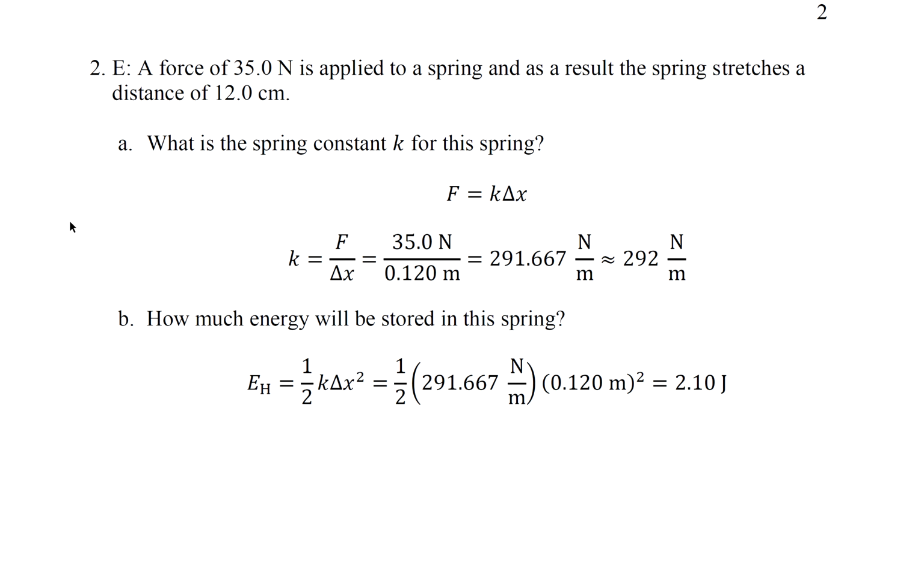Question 2. A force of 35 newtons is applied to a spring, and as a result the spring stretches a distance of 12 centimeters. What is a spring constant K for the spring? They gave us F and delta X, so we could just solve for K. Part B. How much energy will be stored in this spring? We could use Hooke's law, 1/2 K delta X squared.